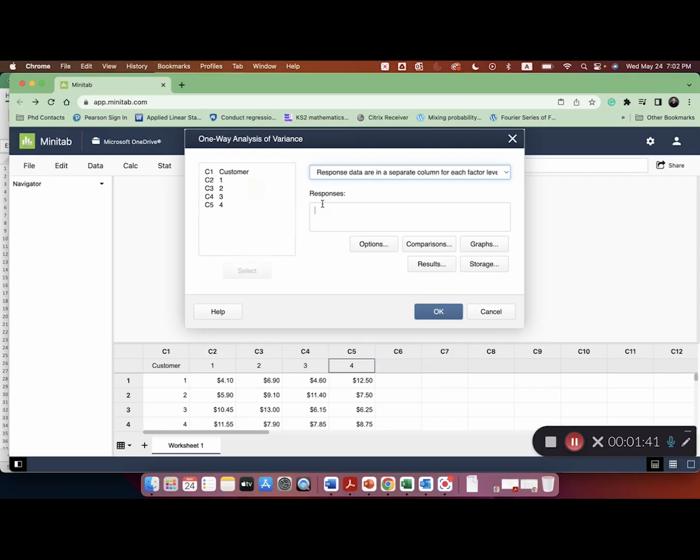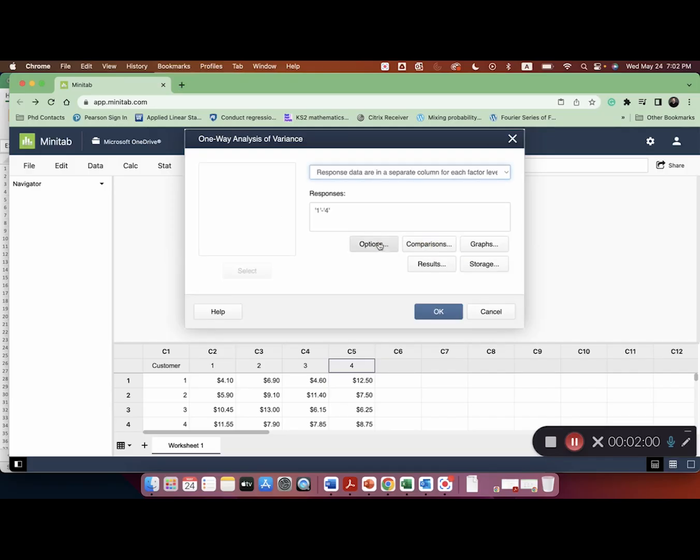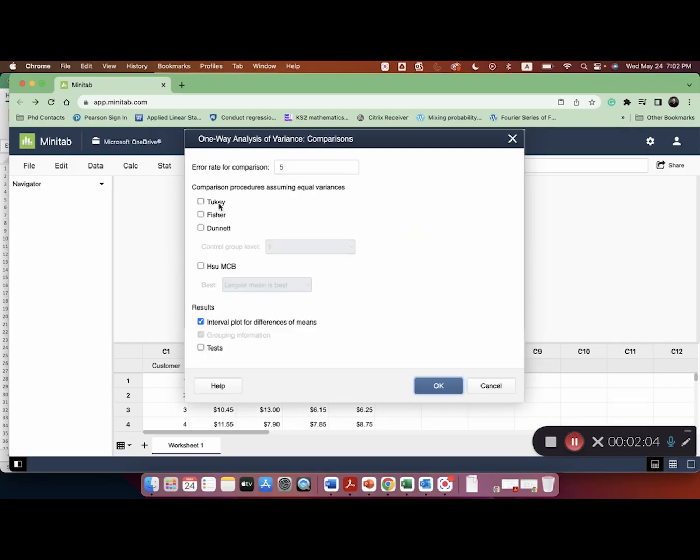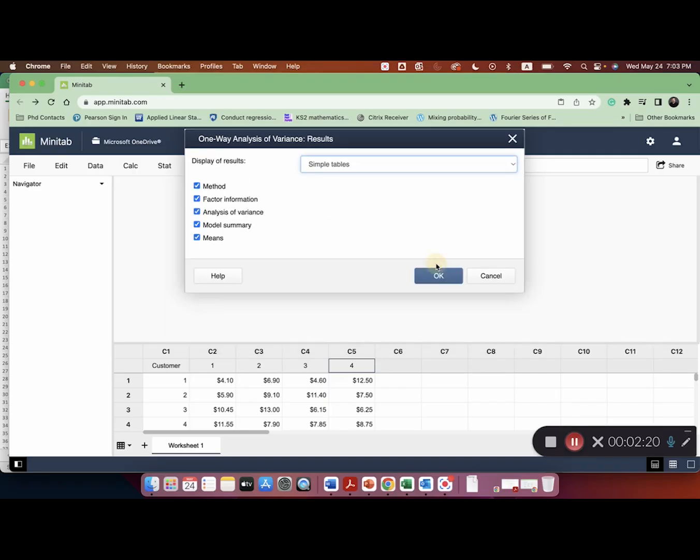Again, we have separated columns, so we're going to select the first 4. We're going to go to options. We're going to assume equal variances, and the confidence level is 95%. The type of the confidence interval, let's keep it 2-sided. Comparison, we will be using Tukey later, but now let's leave it. Graphs, if you'd like to have graphs, that's fine. For the residual, the error, or for the data, you can do the box plot as well if you'd like. For the results, all of them are selected. We care about analysis of variance.